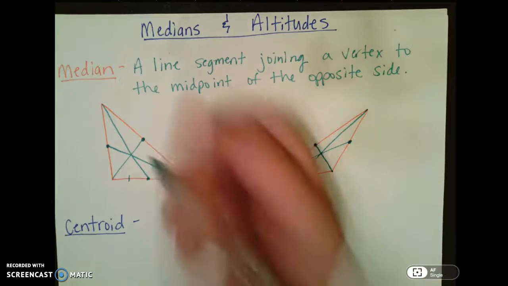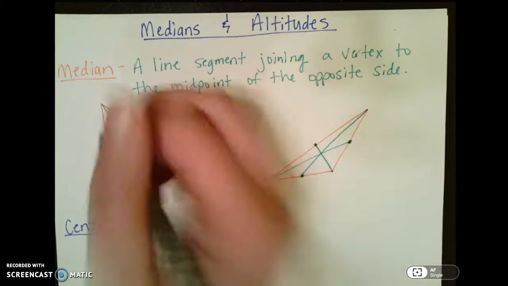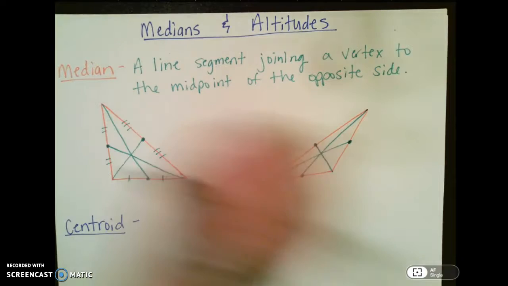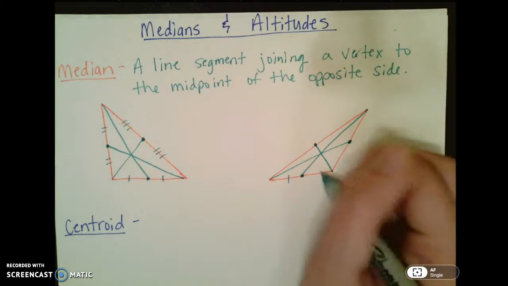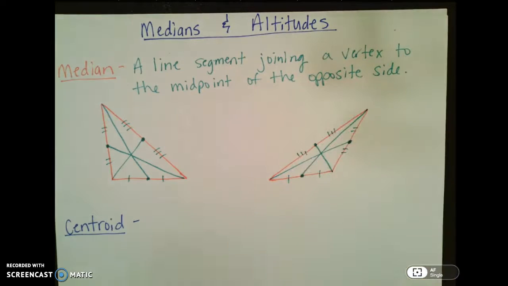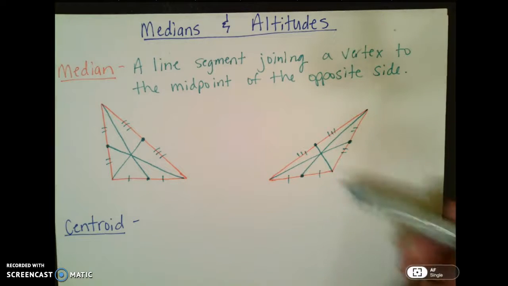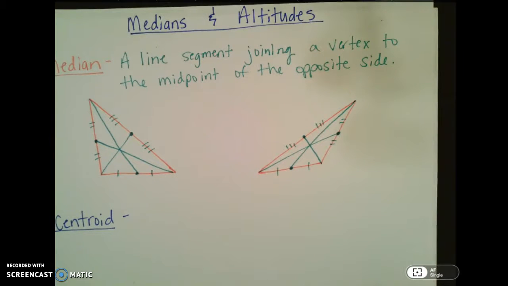They each get 1 tick mark. This side is congruent to this side. They each get 3. And this one they each get 2. Same goes for this triangle. 1, 1, 2, 2, 3, 3. Now, like I said, it is not an accident that they always intersect at this one point. And that point actually has a name. It is called a centroid.